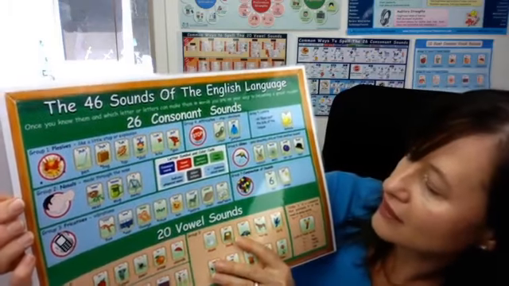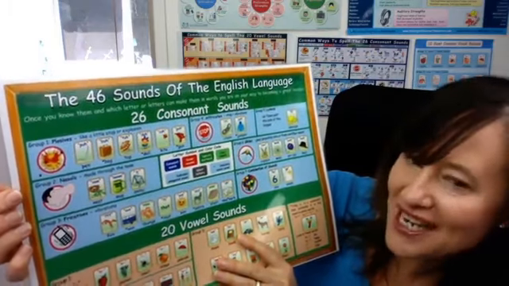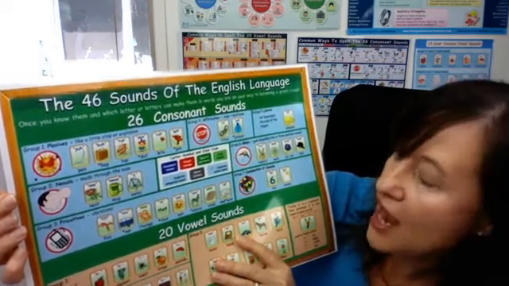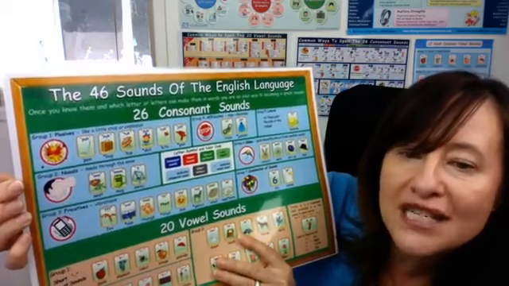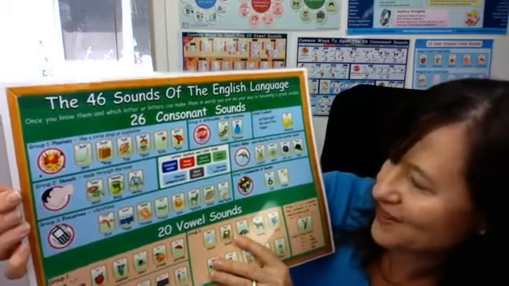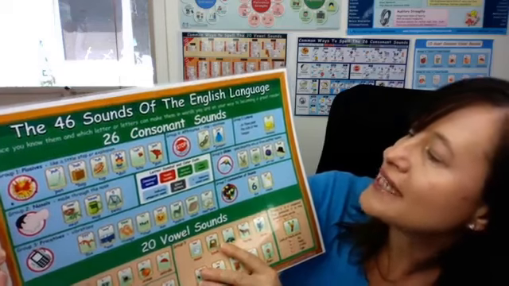Sh for shell. And this one is tricky. It's zh, and I show it with a ZH. It's in the center of words like measure, measure. So, zh sound.